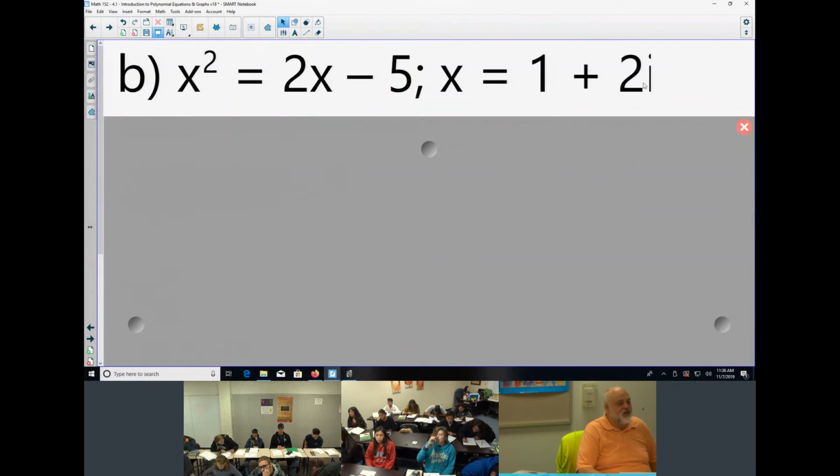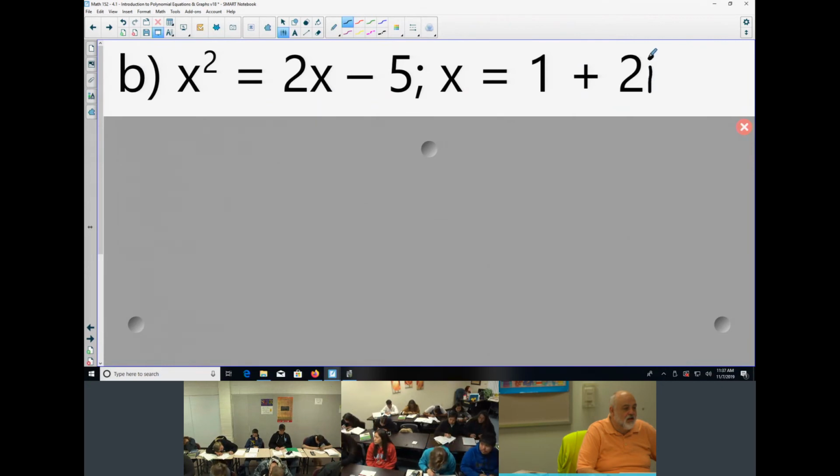So let's see if you remember how to deal with complex numbers. So this is practice 1B. So see if you can plug in 1 plus 2i for x, and see if you can get it to work.